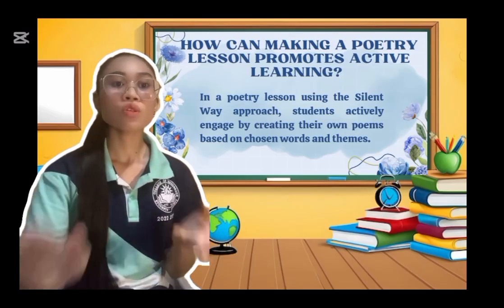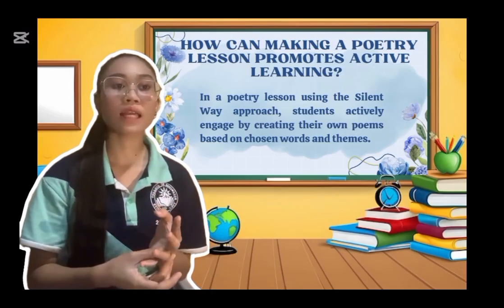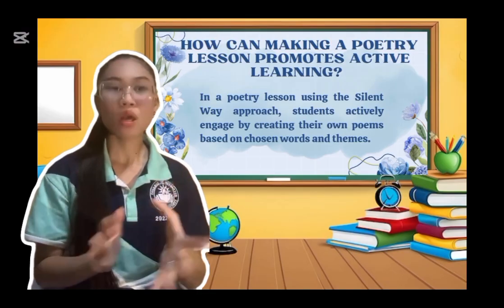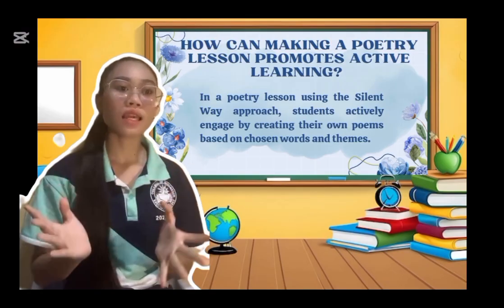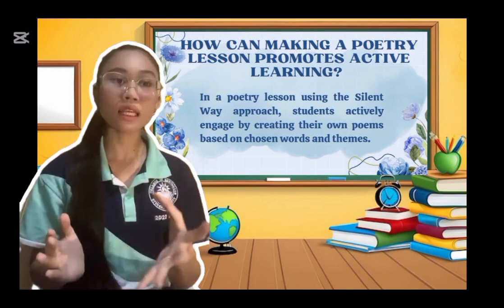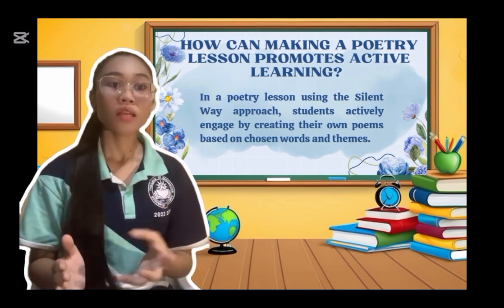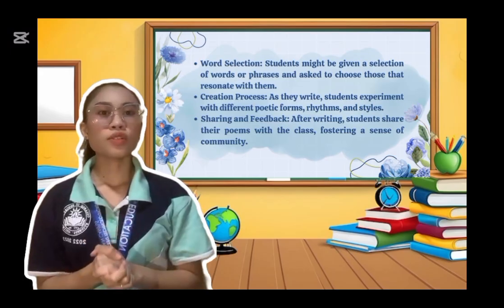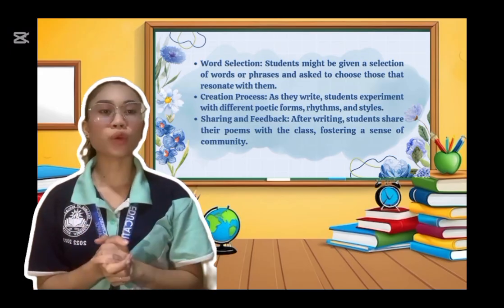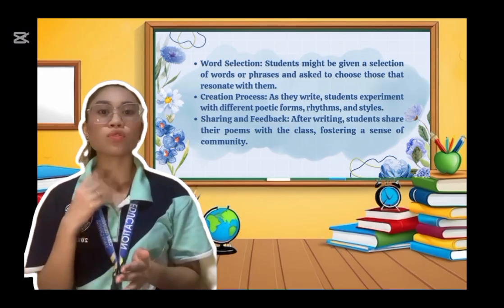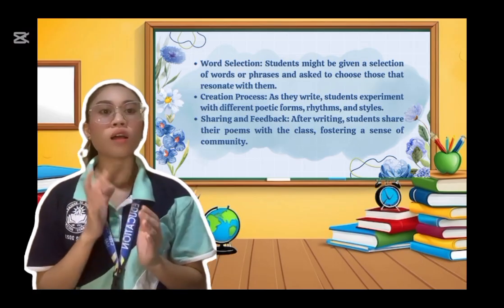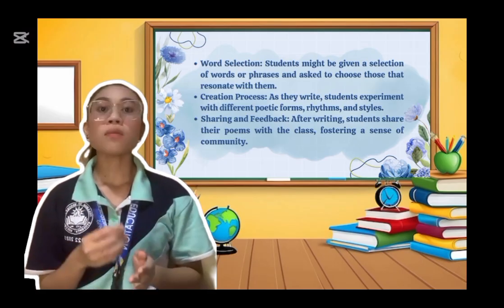In a poetry lesson in the Silent Way approach, students actively engage by creating their poems based on chosen words and themes. Instead of simply listening to the teacher explain poetic technique, they explore language creatively. First, word selection. Students might be given a selection of words or phrases and asked to choose those that resonate with them. This personal connection makes the activity meaningful.